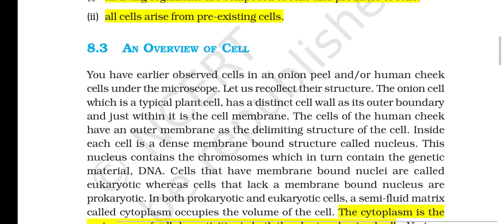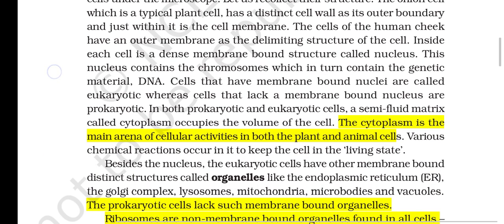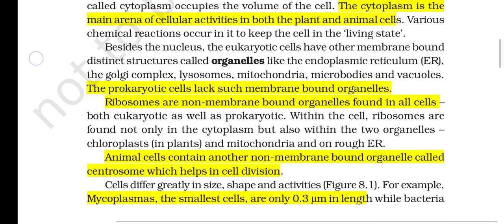Cells that have membrane-bound nuclei are called eukaryotic, whereas cells that lack a membrane-bound nucleus are prokaryotic. In both prokaryotic and eukaryotic cells, a semi-fluid matrix called cytoplasm occupies the volume of the cell. The cytoplasm is the main arena of cellular activities in both the plant and animal cells. Various chemical reactions occur in it to keep the cell in the living state. Besides the nucleus, the eukaryotic cells have other membrane-bound distinct structures called organelles like the endoplasmic reticulum, the Golgi complex, lysosomes, mitochondria, microbodies, and vacuoles. The prokaryotic cells lack such membrane-bound organelles.